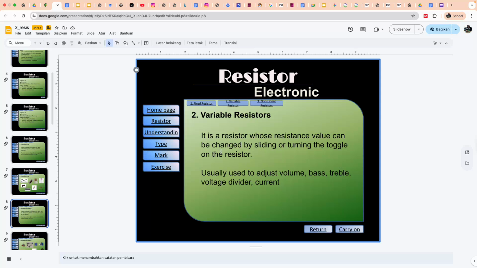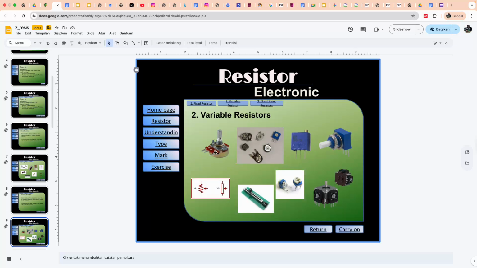And then the variable resistor. It is a resistor whose resistance value can be changed by sliding or turning the toggle on the resistor. Usually used to adjust volume, bass, treble, voltage divider, and current. This is the example: potentiometer, trim pot. This is the symbol. There is an arrow, like this. This is like the sliding. Maybe you already know.